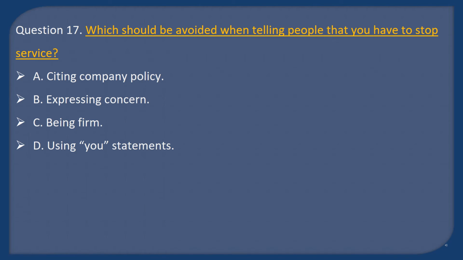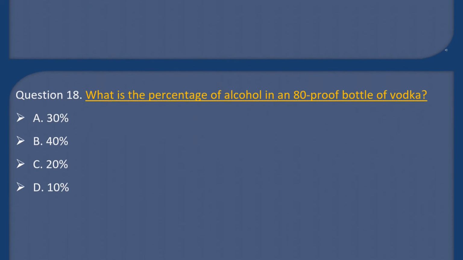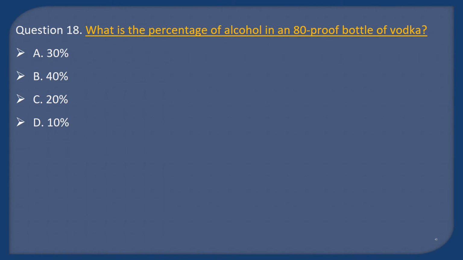Question 17. Which should be avoided when telling people that you have to stop service? A. Citing company policy. B. Expressing concern. C. Being firm. D. Using "you" statements. Question 18. What is the percentage of alcohol in an 80 proof bottle of vodka? A. 30%, B. 40%, C. 20%, D. 10%.